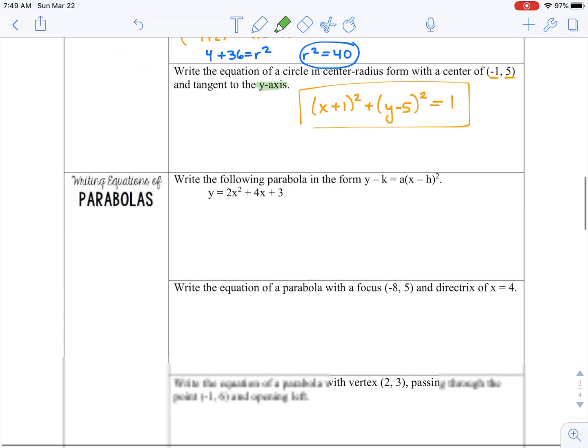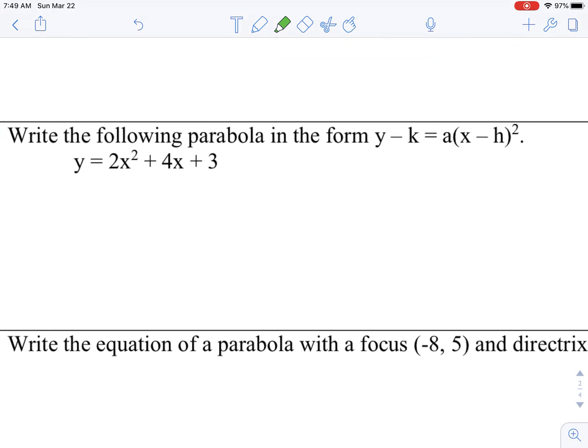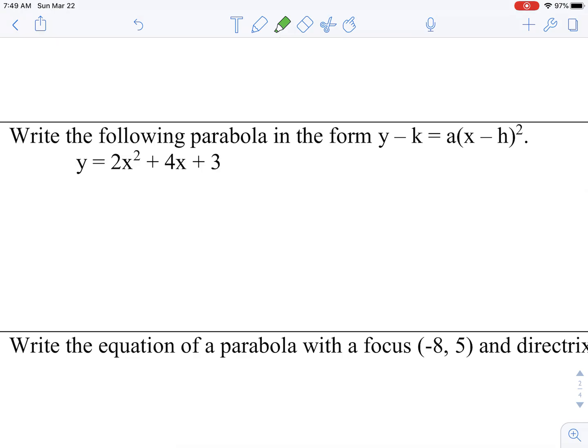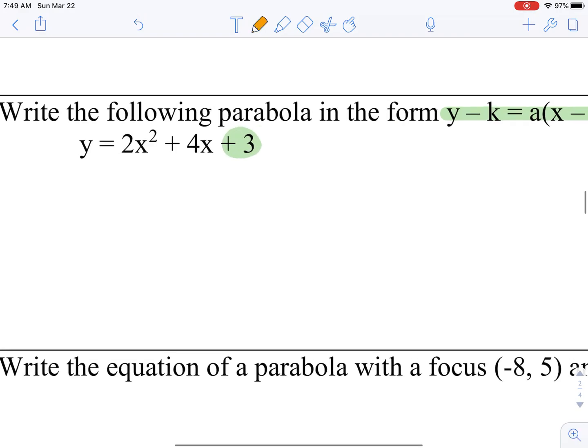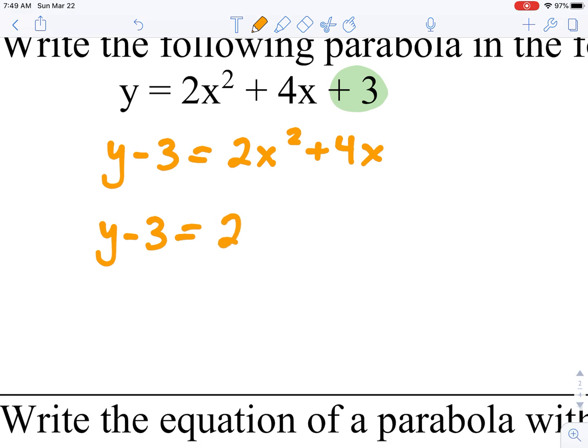Now next we're going to work with writing equations of parabolas. This one is just completing the square, and they're telling you the format they want it in. First off, let's go ahead and move this 3 to the other side. So we're going to subtract our 3. And then from here, we always want to factor out that GCF. So I'm going to do y minus 3, and I'm going to factor out the 2.